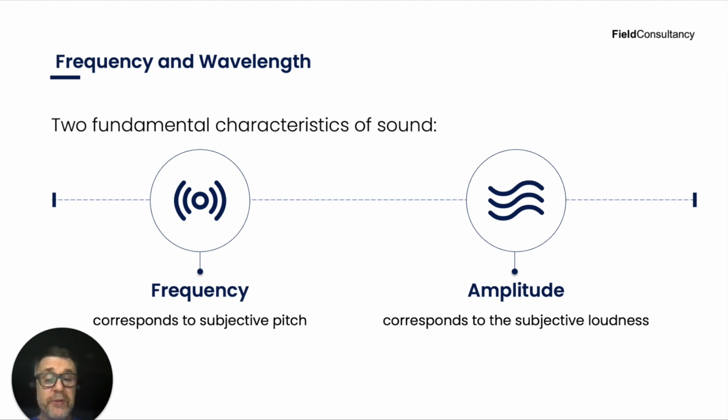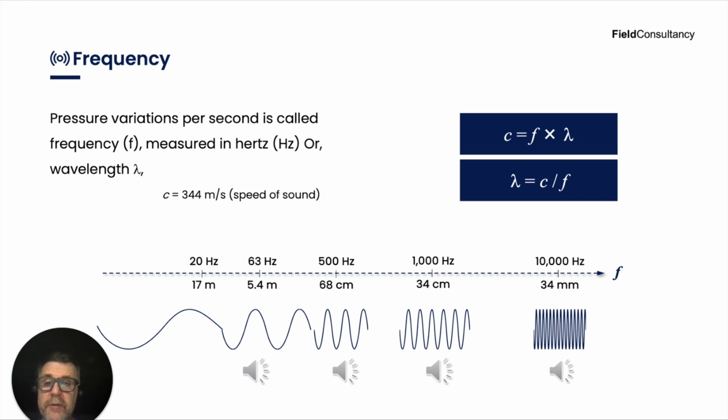On the other hand, we also have to describe the amplitude of the sound, which corresponds to the subjective loudness. So basically something that is quiet versus something that is loud. So let's look at frequency. Frequency is basically the pressure variations per second of a sound and is measured in the unit of hertz.